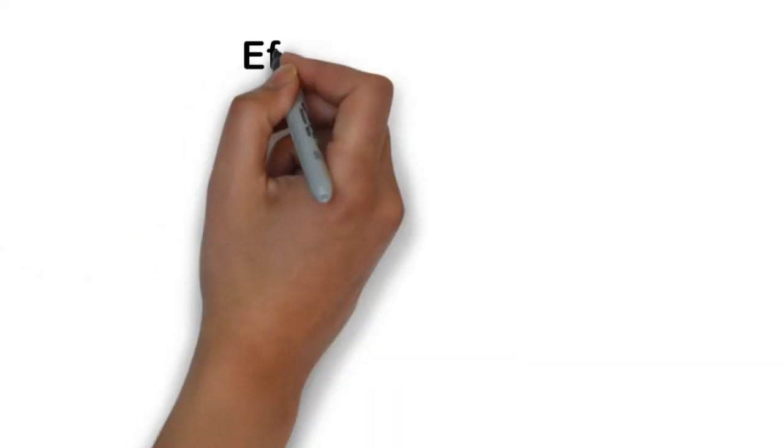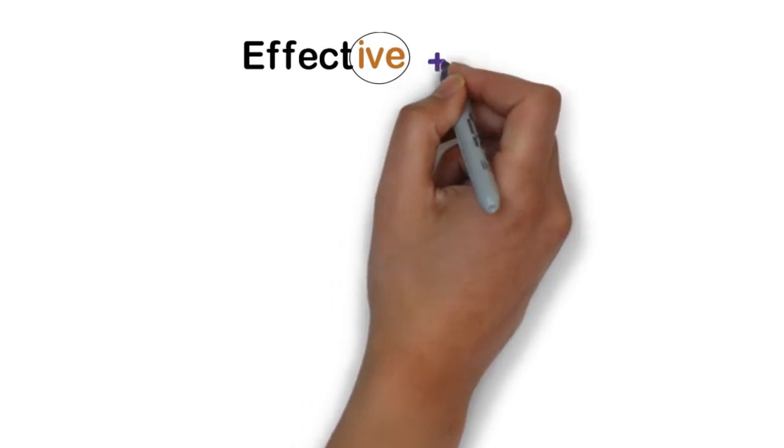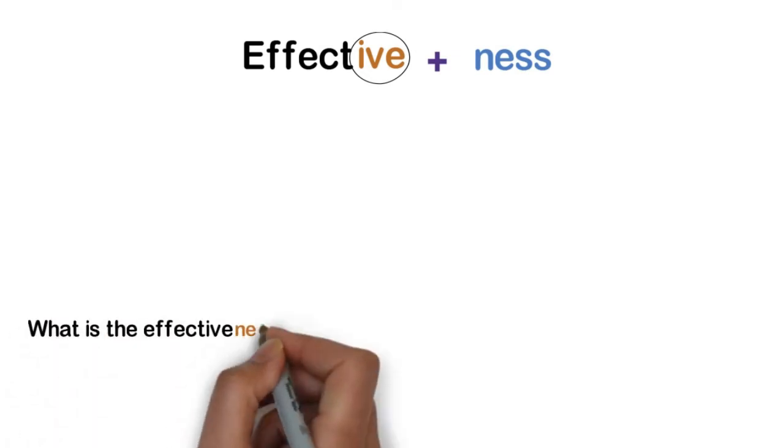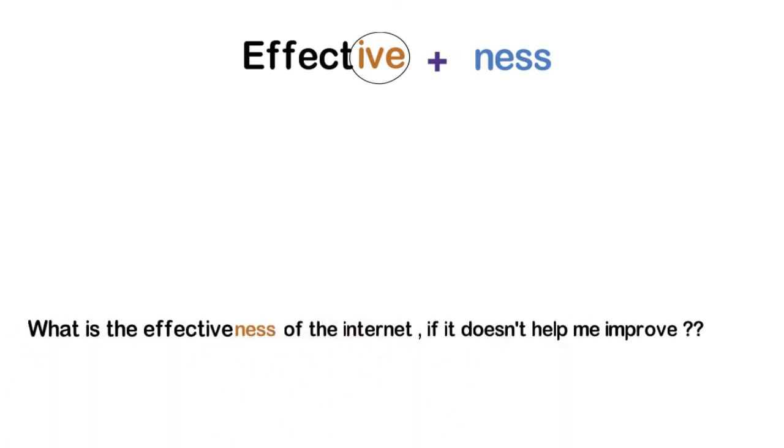Effective is another adjective formed by adding the suffix ive to the noun effect. If you add ness to effective, you get effectiveness, and it means the state of being effective or the quality of being effective. What's the effectiveness of the internet if it doesn't help me improve?